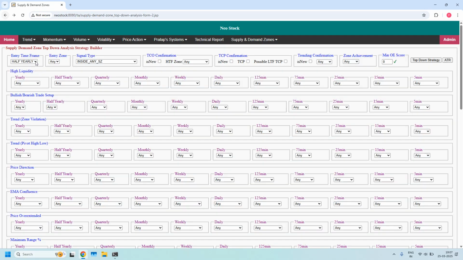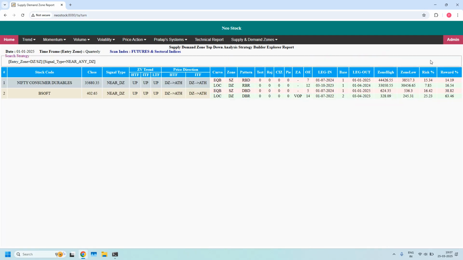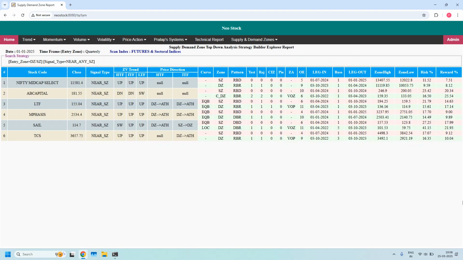Okay, next time frame is quarterly. Stocks near quarterly demand zone. We got 2 stocks. Next, stocks near quarterly supply zone, we got 6 stocks.